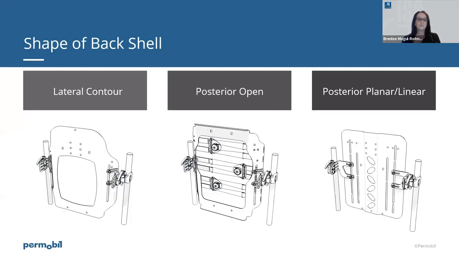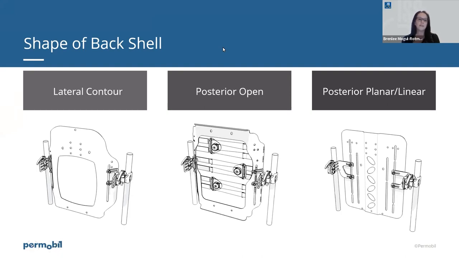There's various shapes of back support shells. The back shell can incorporate lateral trunk contour at various levels and with various amounts or depths of contour. The posterior aspect of the shell can be flat or it can be open. If it's open, that can allow for enhanced immersion into the back support posteriorly, and that can help with managing seat depth. It can help with managing contact with the material within the back support as well.